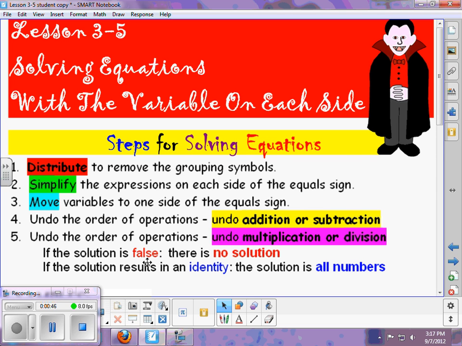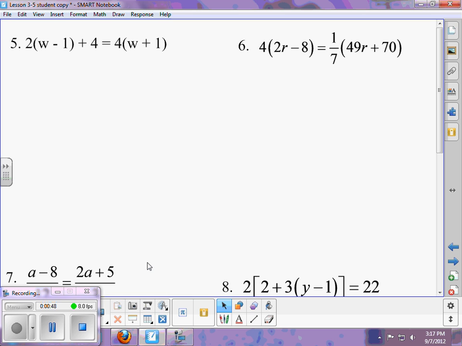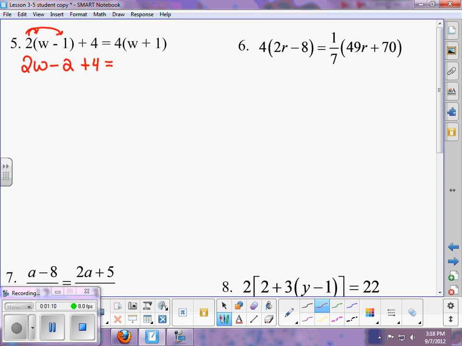So we see in our first example today that we have parentheses, we have those grouping symbols. Therefore, our first step must be to get rid of the parentheses. We must distribute to get rid of parentheses. So, this first problem would then become 2w minus 2 plus 4 equals 4w plus 4.